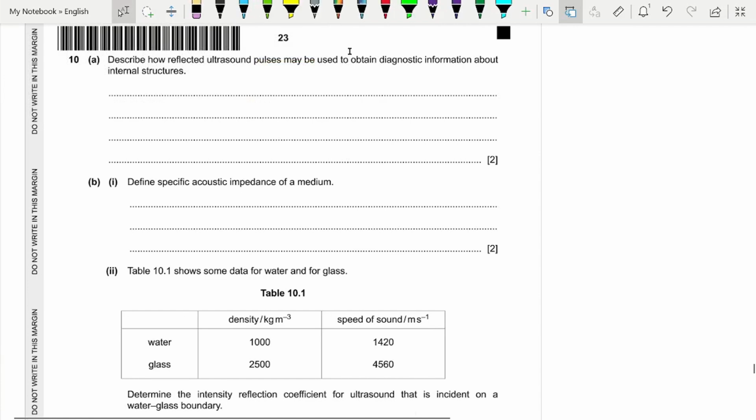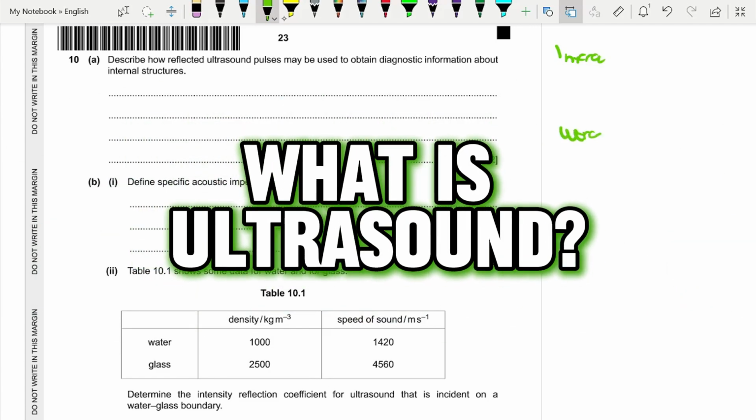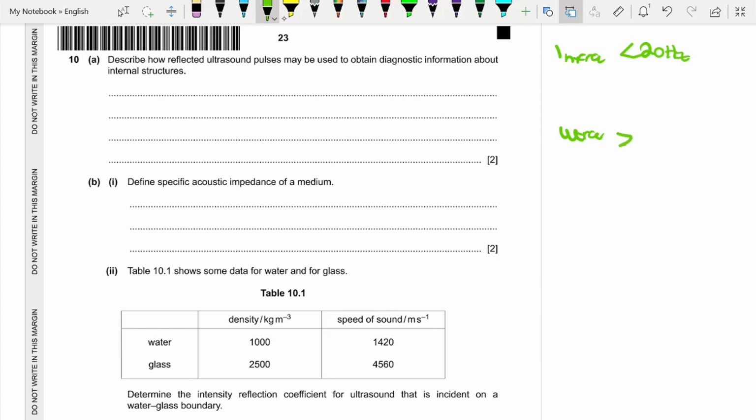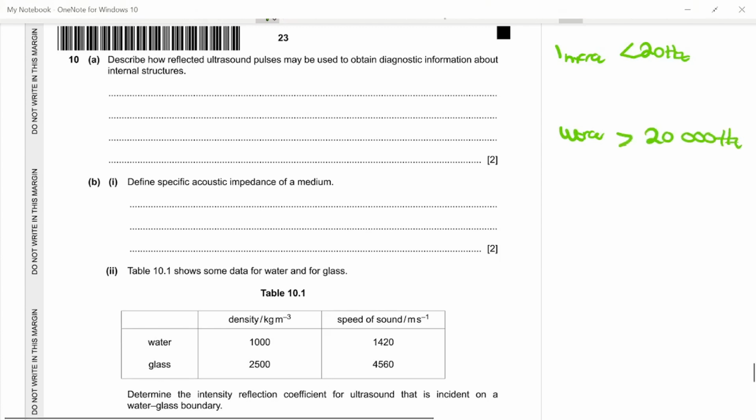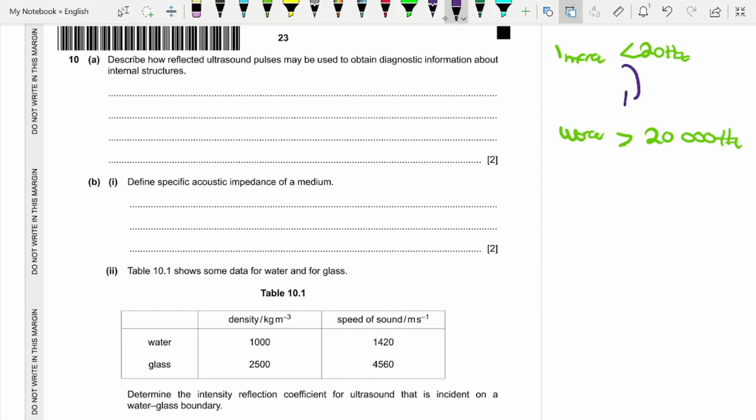Okay. Last question, question 10. Then we'll be done. Describe how reflected ultrasound pulses may be used to obtain diagnostic information about internal structures. What is ultrasound? Ultrasound is a very high-frequency form of sound. There is infrasound, ultrasound, and the sound that we hear. If sound is below 20 hertz, we can't hear it as people. And if sound is above 20,000 hertz, we can't hear it either.